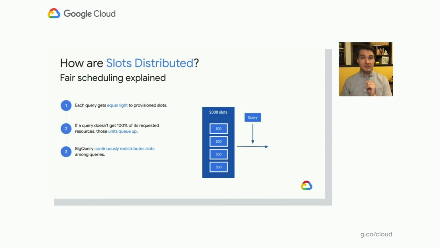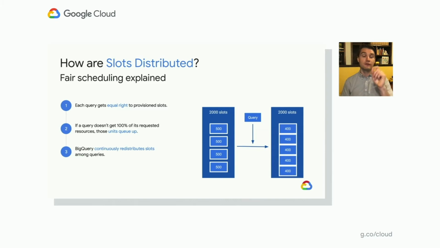And let's say a 5th query comes in, that's a large query, and it needs a lot of slots as well. What we're going to do automatically in real time is we're going to take 100 slots away from each of the 4 queries. We'll just pause that work. We're not going to waste it. And we will give it to the 5th query. So now we have 5 queries running with 400 slots each. What that did to the original 4 queries, it just made them a little bit slower than before.